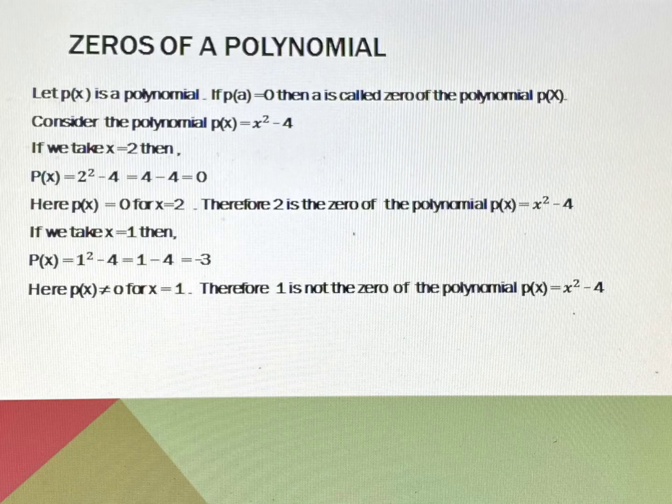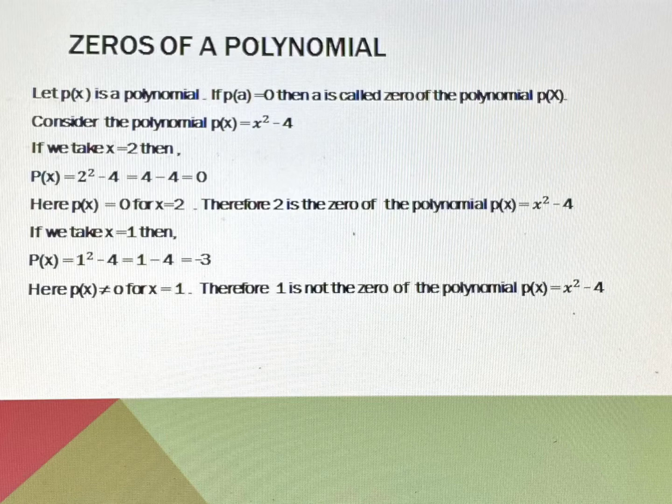Next is zeros of a polynomial. If we consider a polynomial p of x, and if p of a is equal to 0, then a is called 0 of polynomial p of x. Means any number a if we take and if we substitute the value of a in the polynomial and the answer is 0, then it is called the 0 of the polynomial.